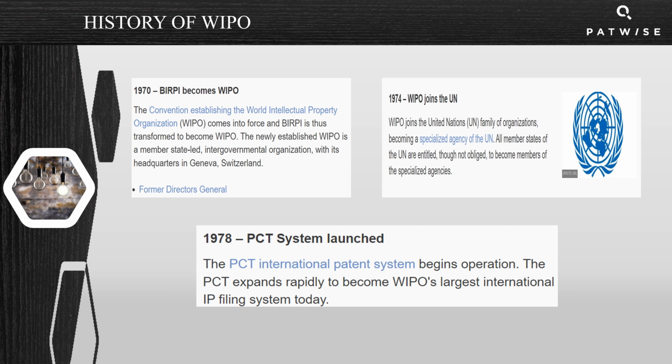Further, in 1974, the World Intellectual Property Organization joined the United Nations. WIPO joined the UN family of organizations, becoming a specialized agency of the UN. All member states of the UN are entitled, though not obliged, to become members of the specialized agencies. Further, in 1978, under WIPO, the PCT international patent filing system began its operation. The PCT expanded rapidly to become WIPO's largest international IP filing system today.